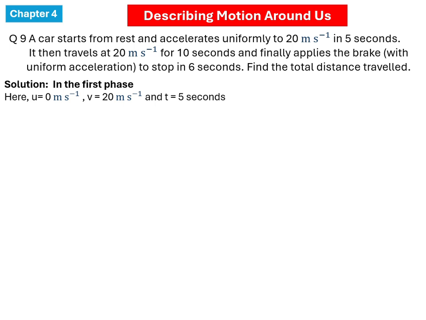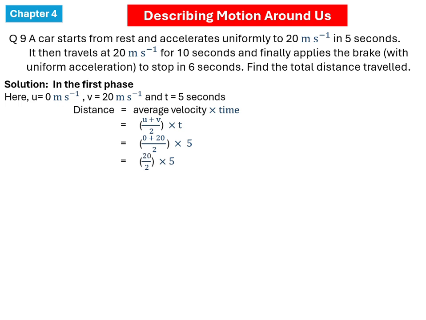So we can calculate the distance for this first phase by using the average velocity formula. So distance equals average velocity into time. Now average velocity is (u plus v) by 2 and time is t. So put these values: initial velocity 0, final velocity 20, divided by 2. So you will get distance equals 50 meters.